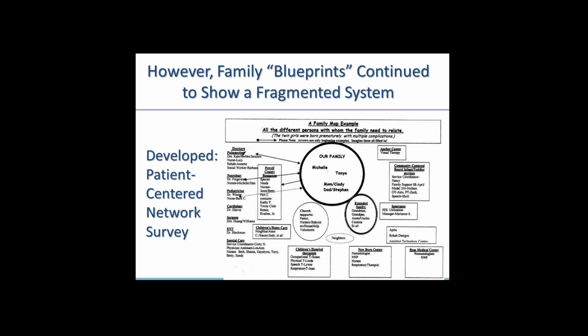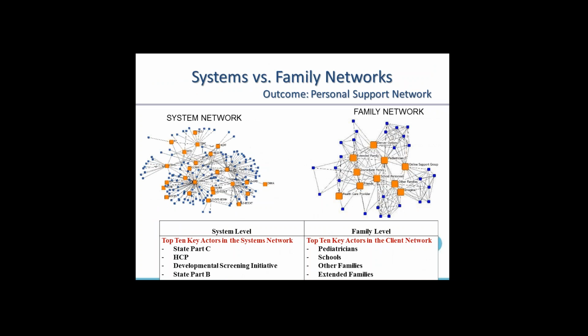We realized that our large system, what we were showing there, are accomplishments and some benchmarks, but not really an outcome. So instead, now we look at the system versus the family networks, and our outcome is the personal support network. So this was so interesting for us.